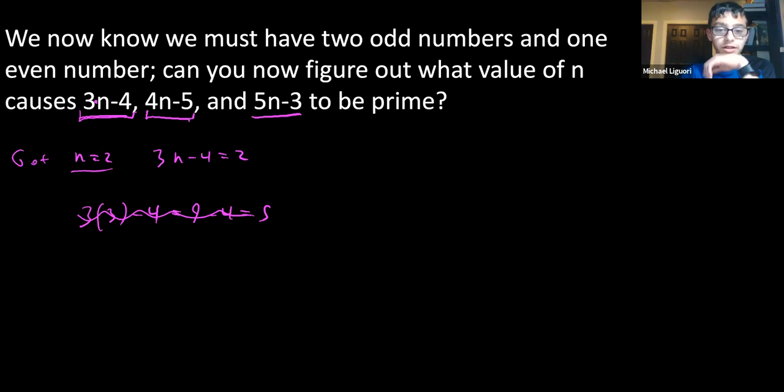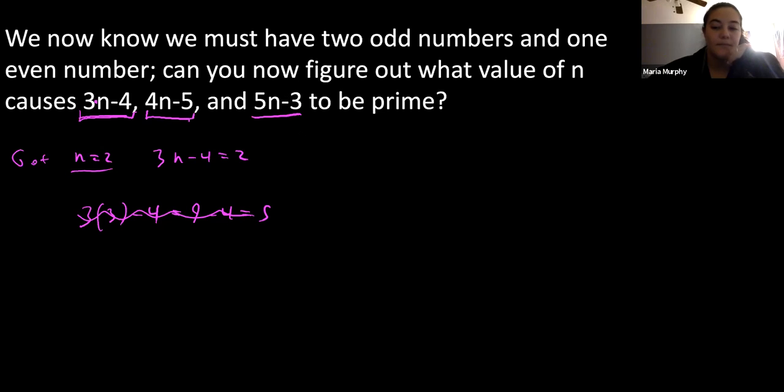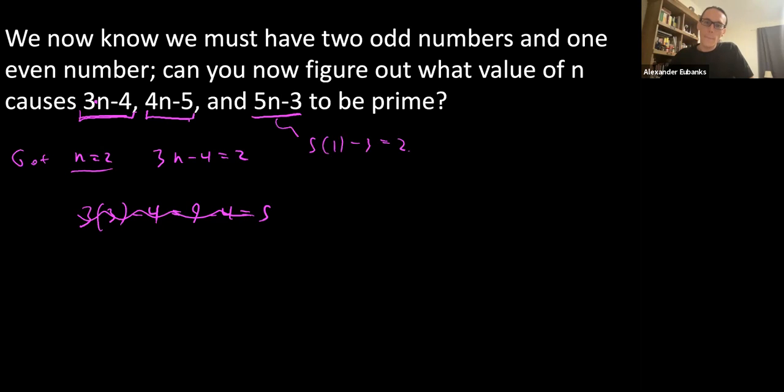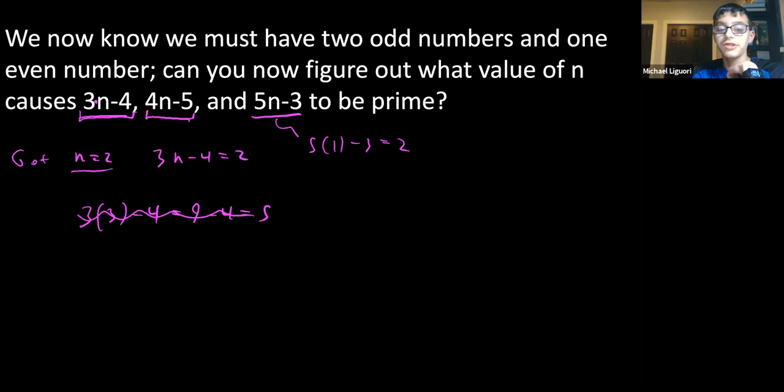I picked 1 because if you plug 1 into that last expression, it will equal 2, which is the only even prime number. And then the other two will both equal -1, which is technically a prime number by definition, since the only way you can get it is by multiplying 1 and -1.